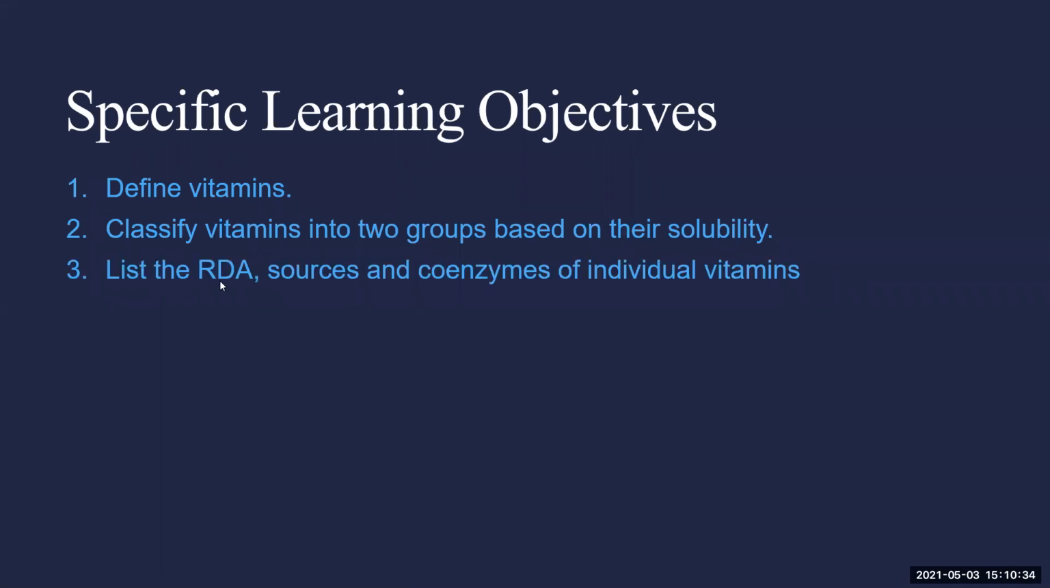We have to list the recommended dietary allowance, dietary sources, and the coenzyme forms of individual vitamins. This includes A, D, E, K, and all the B complex vitamins as well. Some of you have all the vitamins. Optometry will have to study about all the vitamins. Allied health will study a few: B complex, vitamin D and A. We are going to study some of the classes.